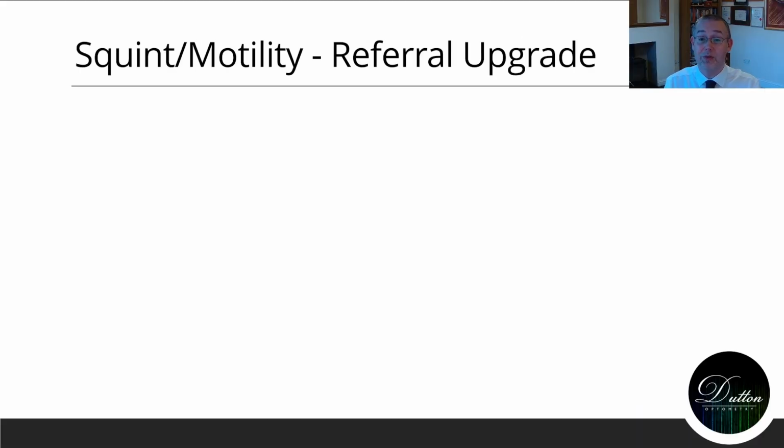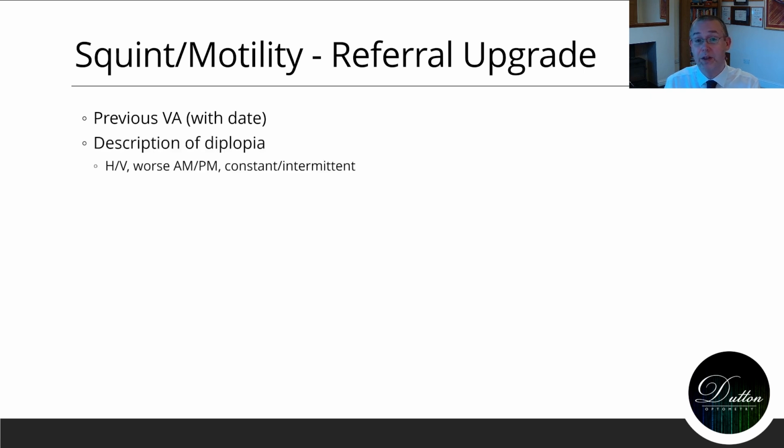Once we've got the basics right, then we may look to upgrade our referrals to the adult squint and ocular motility clinic. The previous visual acuity can be helpful with the date, particularly of course if the visual acuity is reduced at your most current assessment. A description of the diplopia, and this will help to potentially narrow down the cause. Is it horizontal or vertical? Is it worse in the morning or the afternoon? Or is it constant?